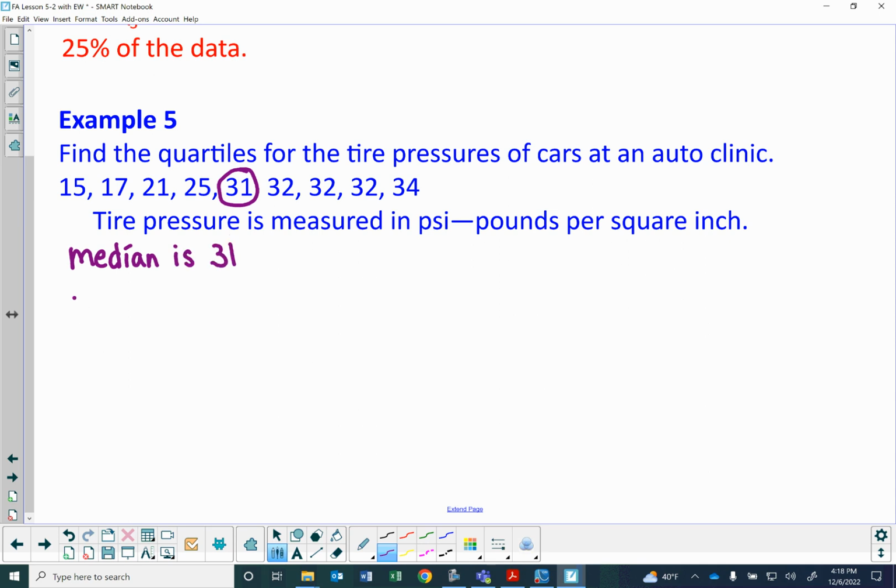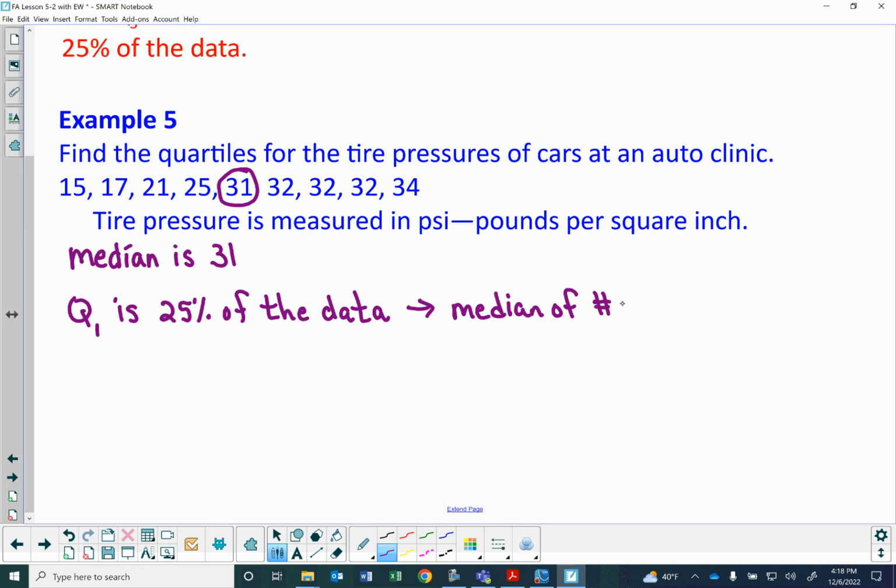Okay, Q1, quartile 1, is 25% of the data. That's by definition. By definition, 25% of your data should fall at or below quartile 1. So you have to find the median of the numbers below the median. So to find quartile 1, we have to find the median of the numbers below the median of the data set.